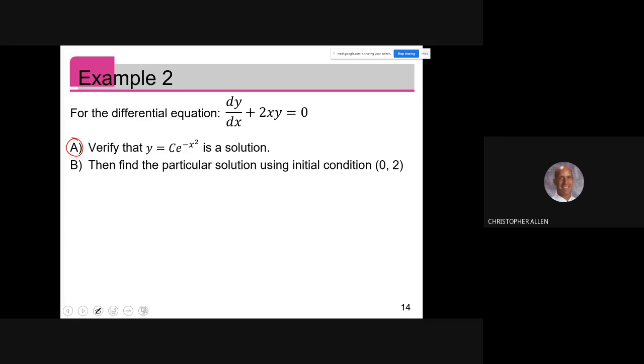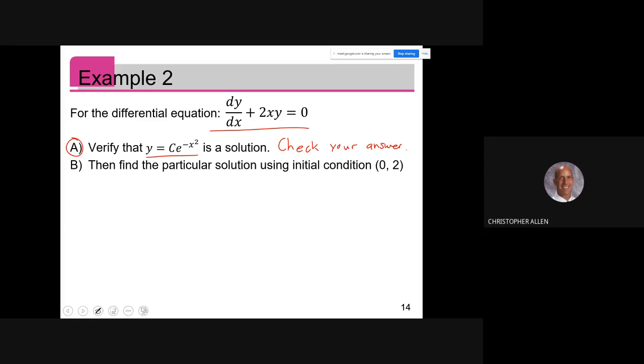Part A says verify that y equals c e to the negative x squared is a solution. And then B, it says find the particular solution. So part A is basically saying check your answer. In other words, this part A is exactly what we did on the previous slide. It's just, if you look, this differential equation is more complicated. And of course, people see those exponential functions and it kind of freaks them out a little bit.